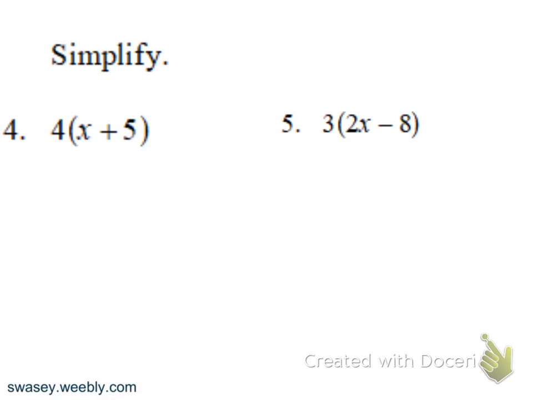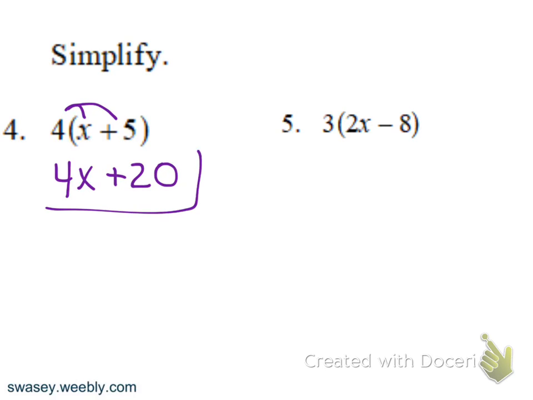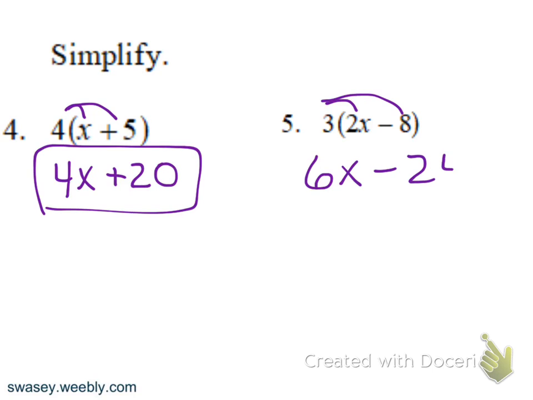To get rid of the parentheses here, we'll distribute: 4 times x is 4x, 4 times 5 is 20. They're not like terms, you can't combine them. Distribute your 3. 3 times 2x is 6x. 3 times -8 is -24. They're not like terms, you can't combine them.